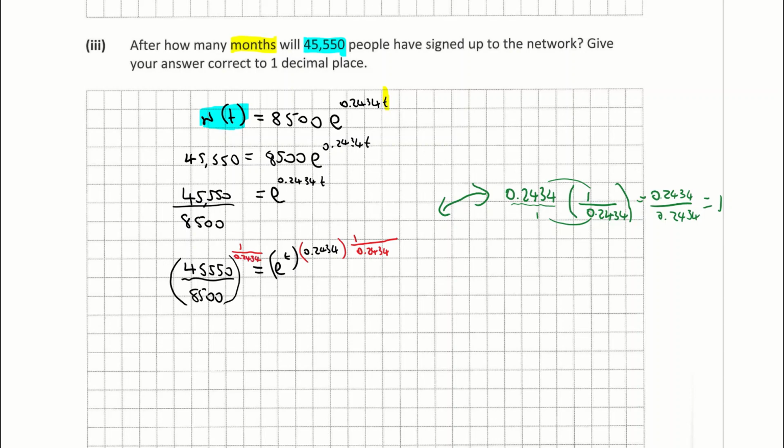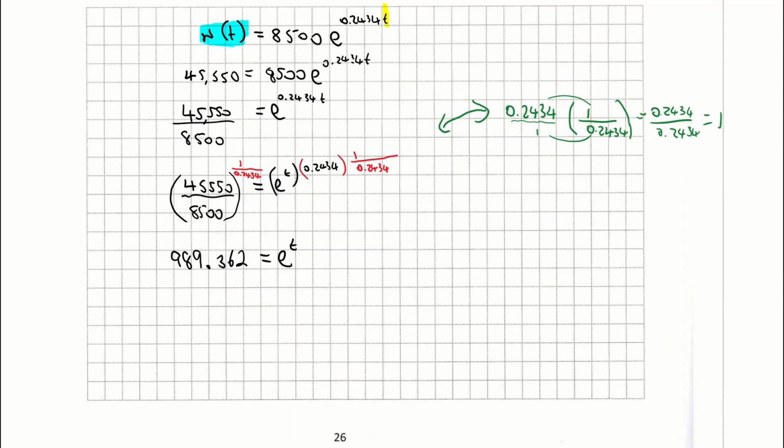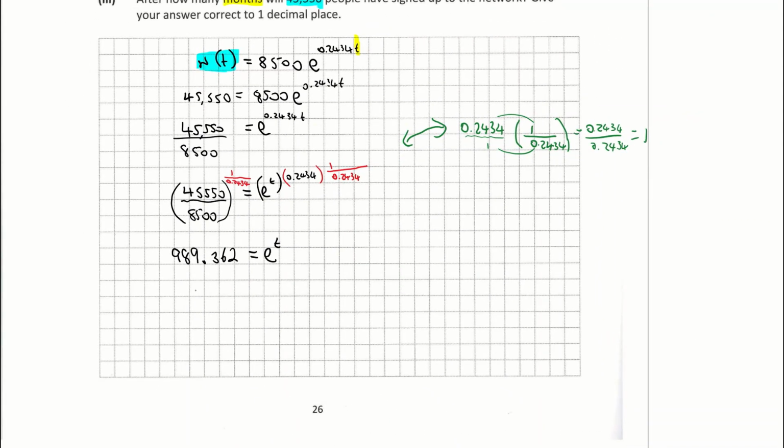So when I type the left hand side on my calculator, 45,550 over 8,500 to that power, I'm getting 989.362 is equal to, my powers are cancelling out to become 1, so that's e to the power of t. And our final step is using page 21 rule again for my logs, top right hand corner there. a to the x is equal to y can be rewritten as log base a of y is equal to x. So that's coming from page 21 in the log tables.